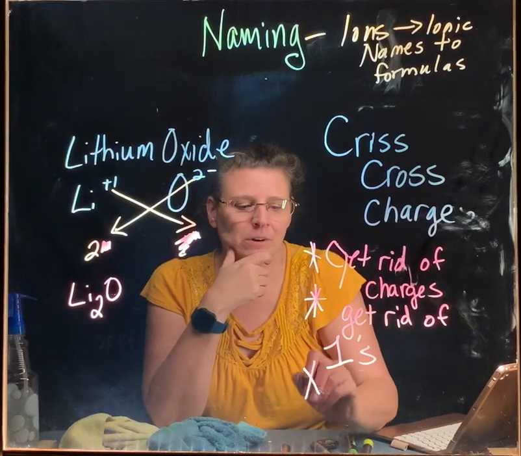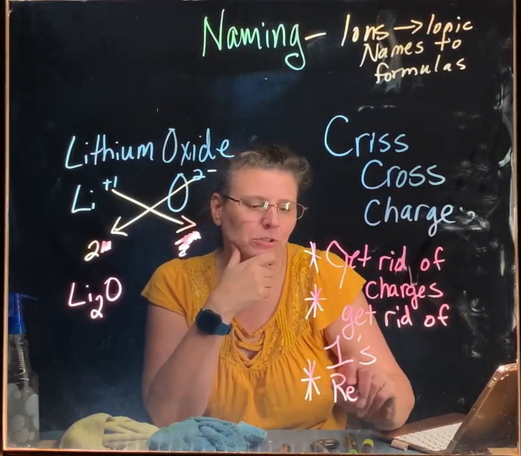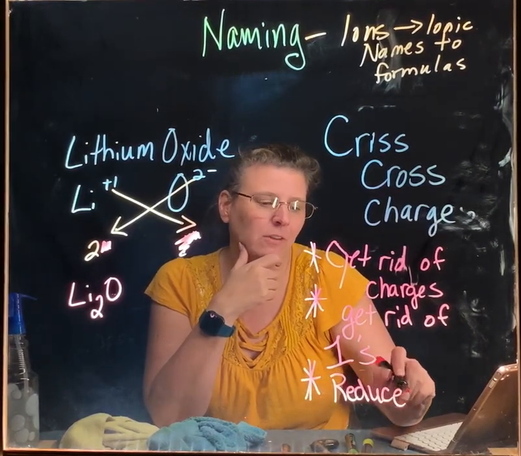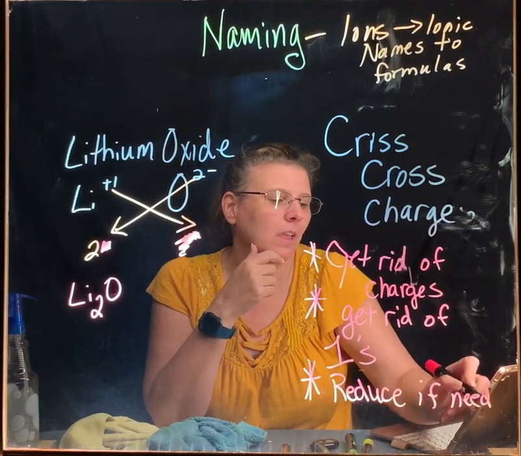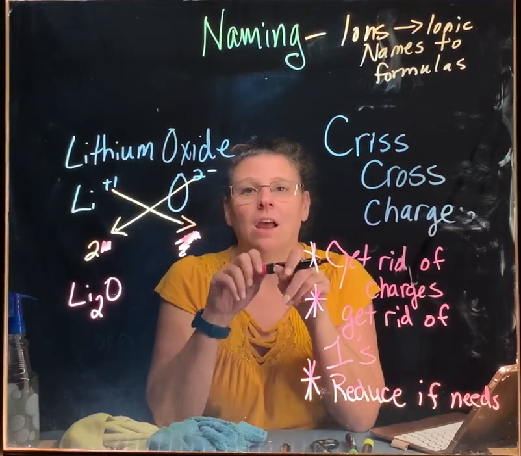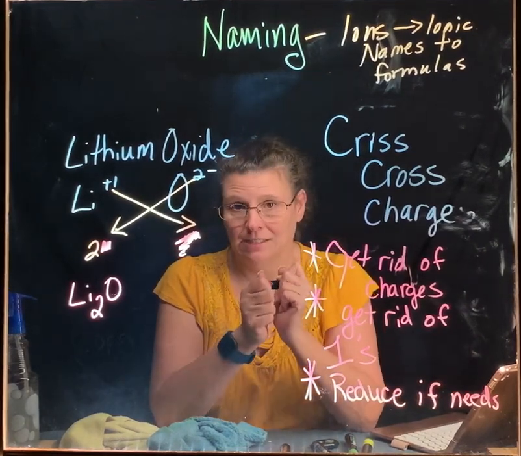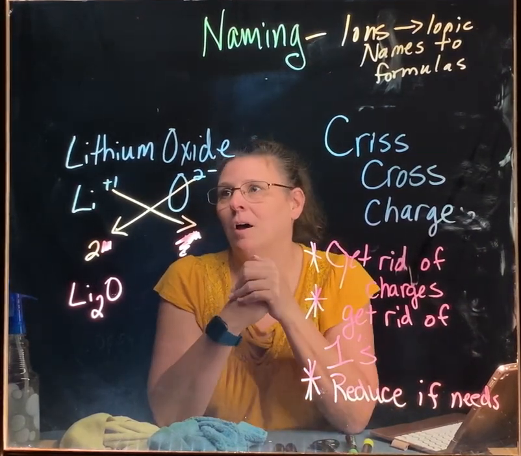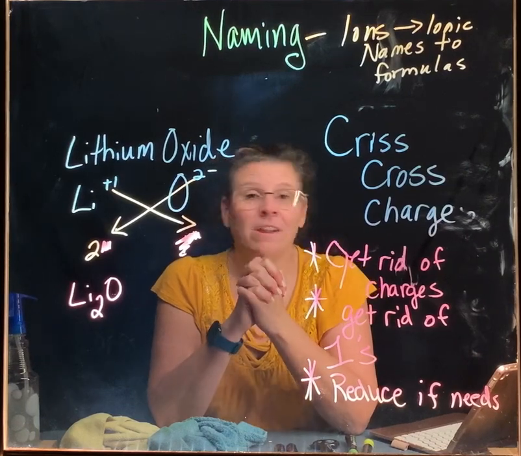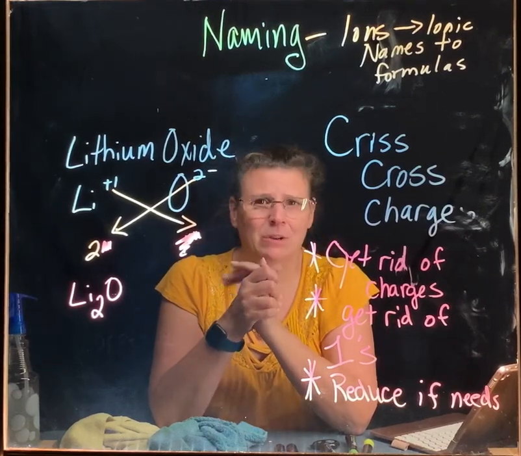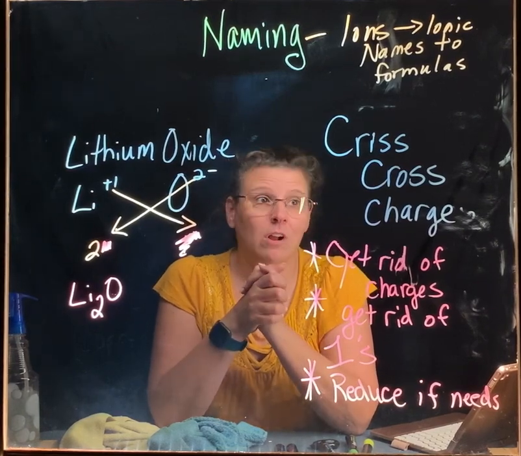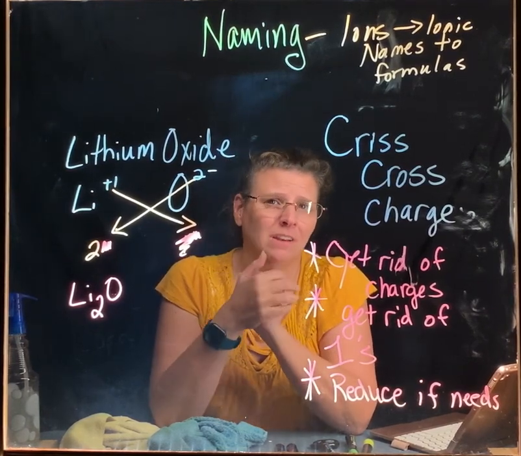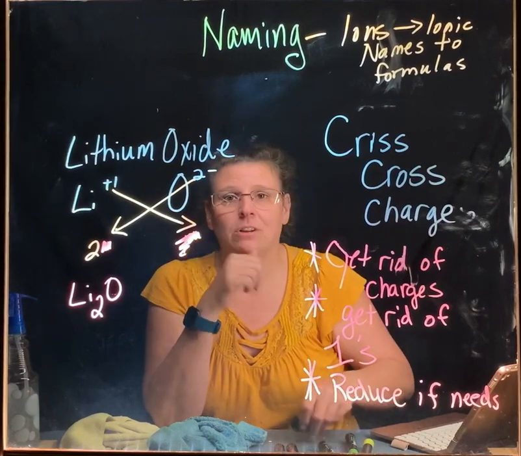Now, the last thing we're going to do is reduce like a fraction if we can, if needed. We'll cover that in class if we need to, or in the next video. I can't remember if I did it in the next video. I think I did. But this is the intro to the crisscross method, which I talk about in the next video. Okay? I will see you guys in class.